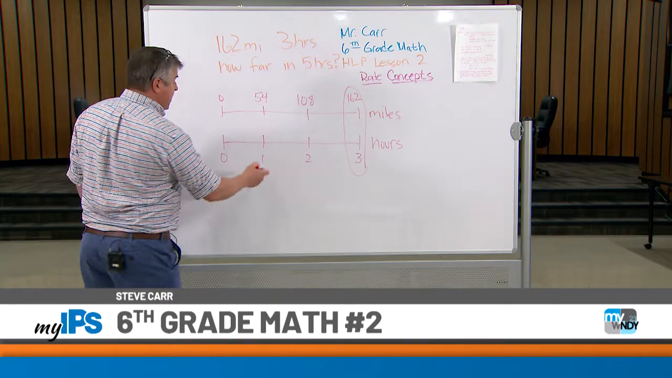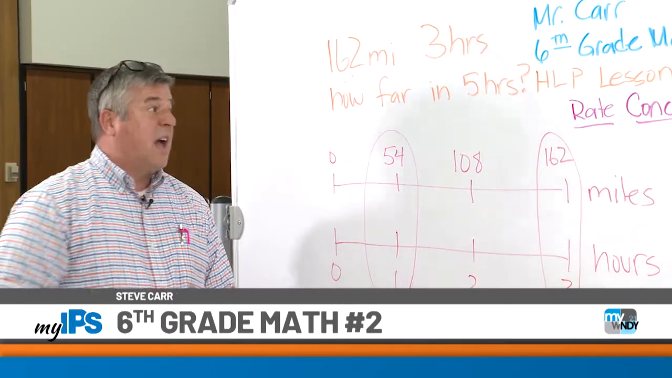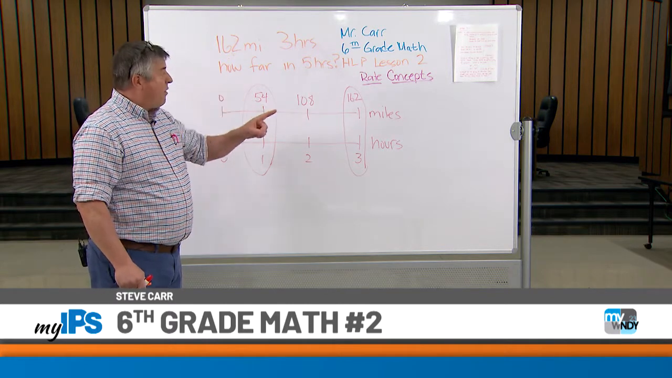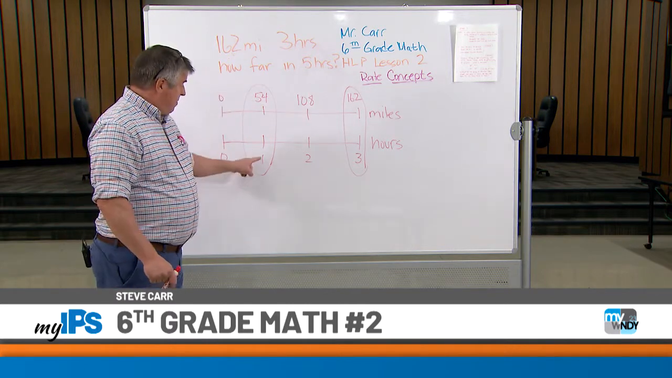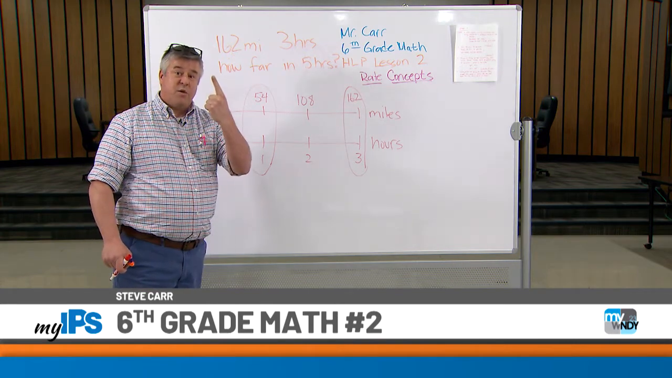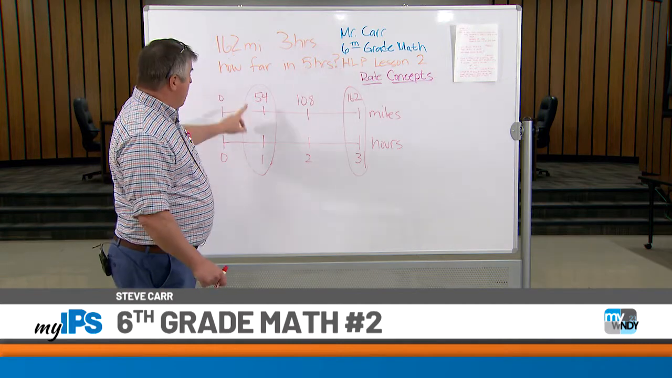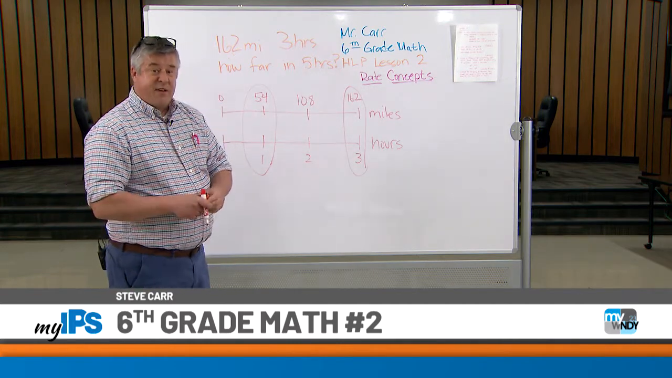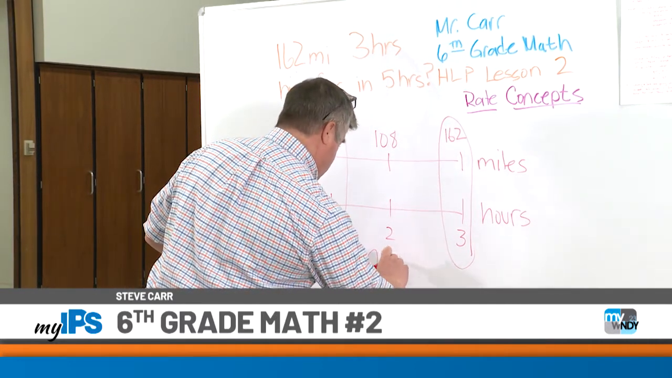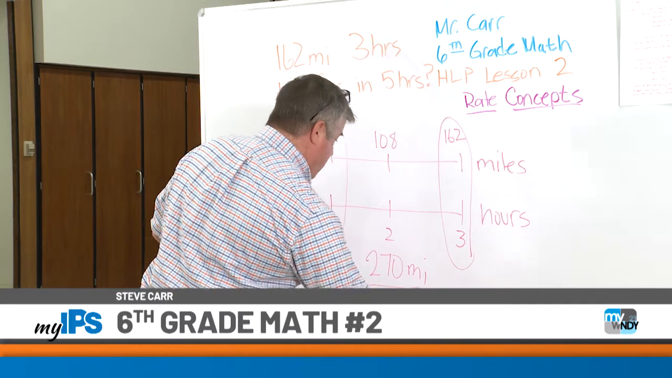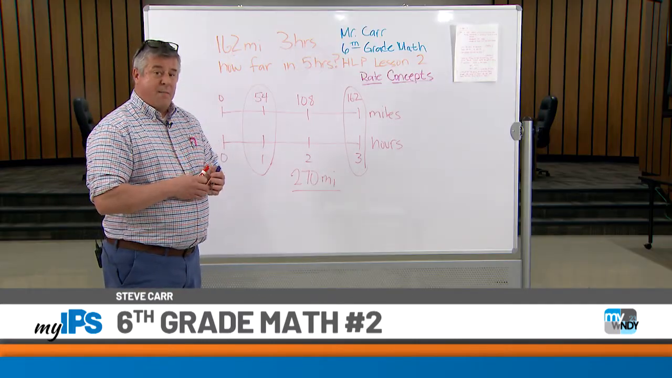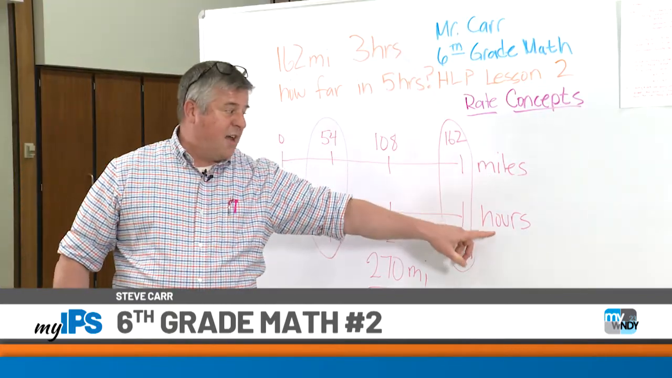Now, I can see that in 1 hour, Lucky and Dot traveled 54 miles. We want to know how far they can go in 5 hours. Well, every time they do 1 hour, they're going 54 miles. They're going to do that 5 times, which means they're going to go 54 miles 5 times. And 5 times 54 is 270 miles.